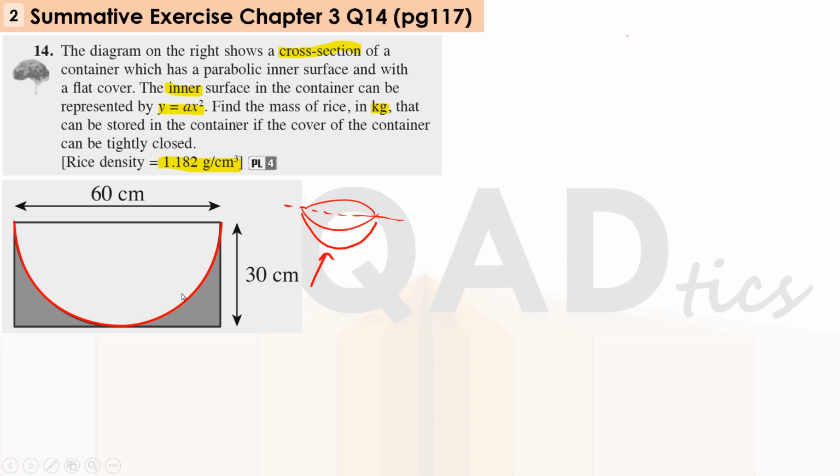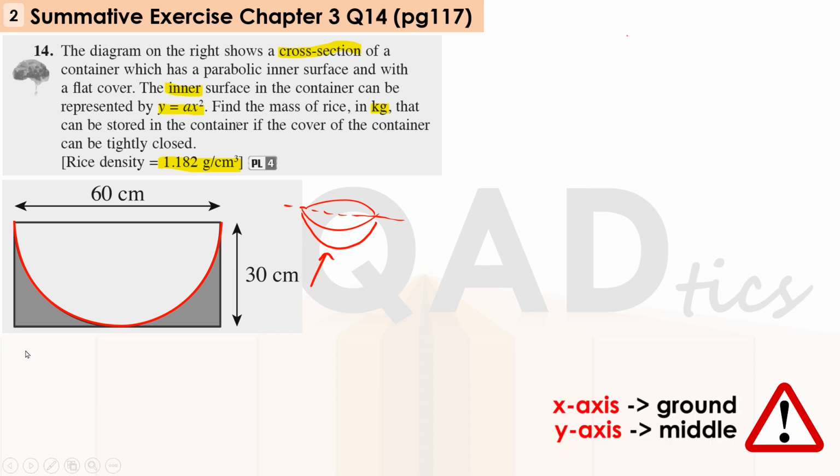Right, so there's a problem. Where is the x and y axis? How do I find the volume without it? Okay, so here, how do we put the x axis and y axis? For x axis, we put it at the ground. Okay, put it here. The y-axis, we put it at the middle of this curve. Okay, something like this. Reason is because I would like to make left side and right side symmetry.